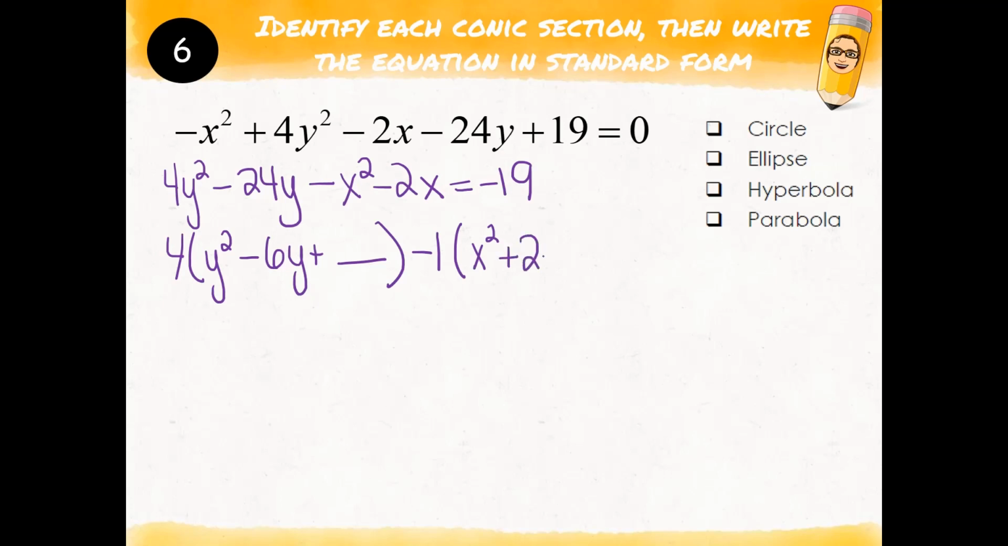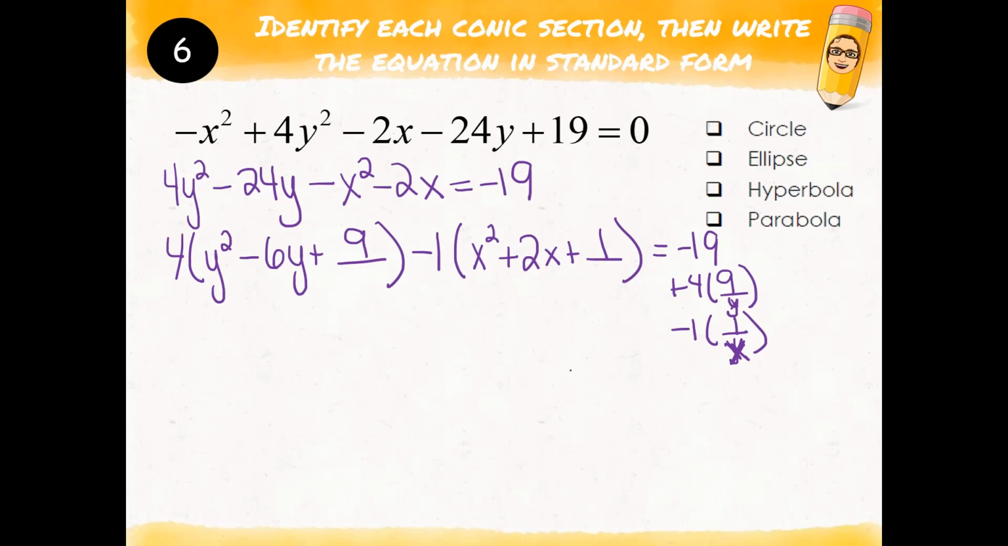So this will be a positive 2x since I'm factoring out that negative 1. And then I am going to add 4 times the blank minus 1 times the blank, so I don't forget those. Oh, excuse me. Whoopsies. That could have been bad. There we go. Y and x. Finding the y's blank, it would be 6 divided by 2 squared is 9. And then 2 divided by 2 squared is 1.